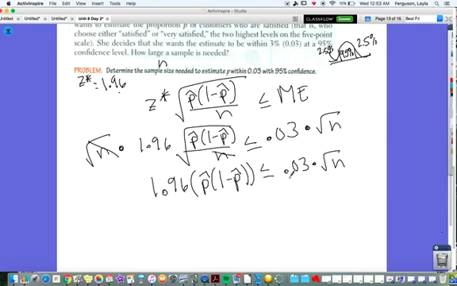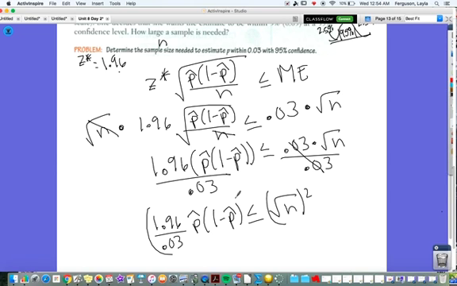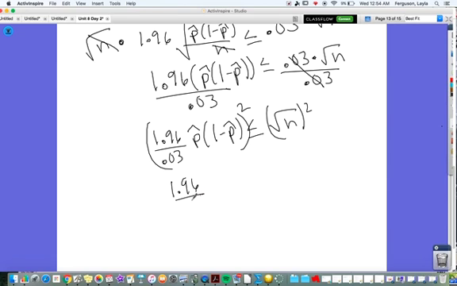Now remember, our goal is to get n by itself, so we're going to divide both sides by 0.03 so that that cancels. Then we have all of this. Remember that this is really 1.96 over 0.03, and all of that is being multiplied by the square root of p hat times 1 minus p hat. And at this point, this is all less than or equal to the square root of n. So our goal is to try to get n by itself, so now I'm going to square all this. And so what that turns out to be is 1.96 over 0.03 squared times p hat times 1 minus p hat less than or equal to n.